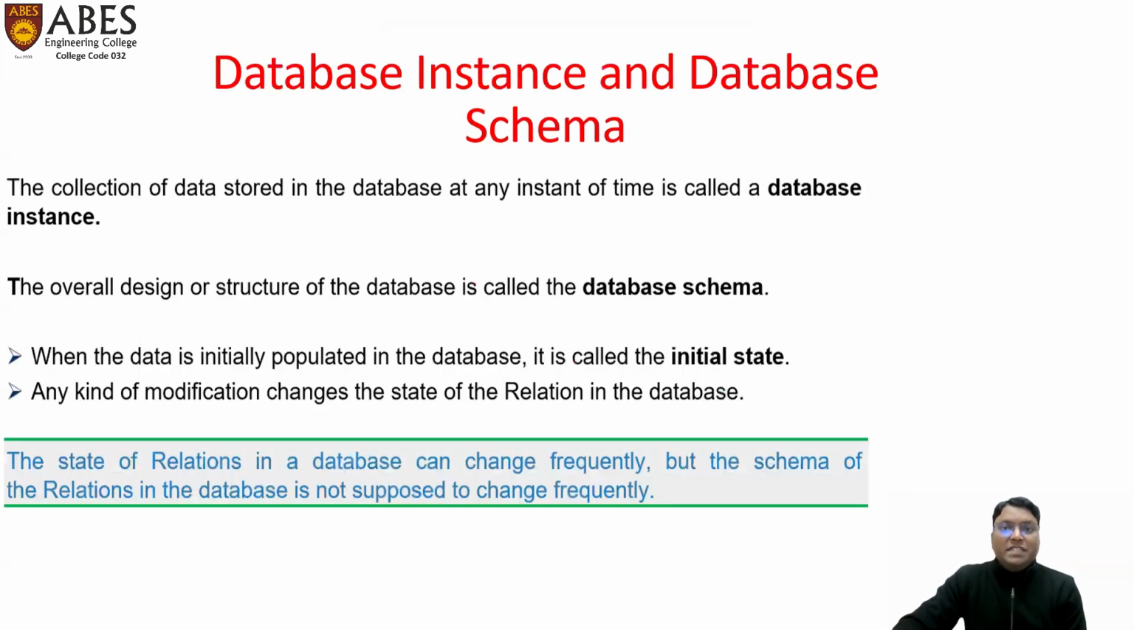Now, database instance and database schema. The collection of data stored in the database at any instant of time is called a database instance. The overall design or structure of the database is called the database schema. When the data is initially populated in the database, it is called the initial state. Any kind of modification can change the state of the relation in the database. The state of the relation in a database can change frequently, but the schema of the relations in the database is not supposed to change frequently.